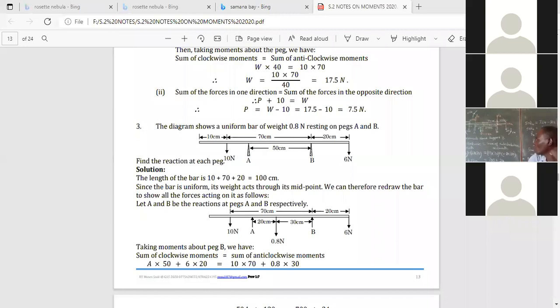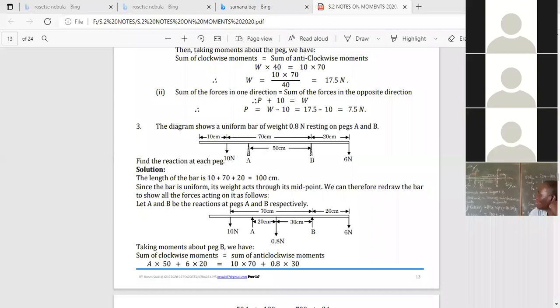Okay, teacher, can you hear me? Yes, please. The principle of moments states that when a body is in equilibrium under the action of forces, the sum of clockwise moments about any point is equal to the sum of anti-clockwise moments about the same point. Now, the most important thing about that statement is "about any point." Have they stated the point?